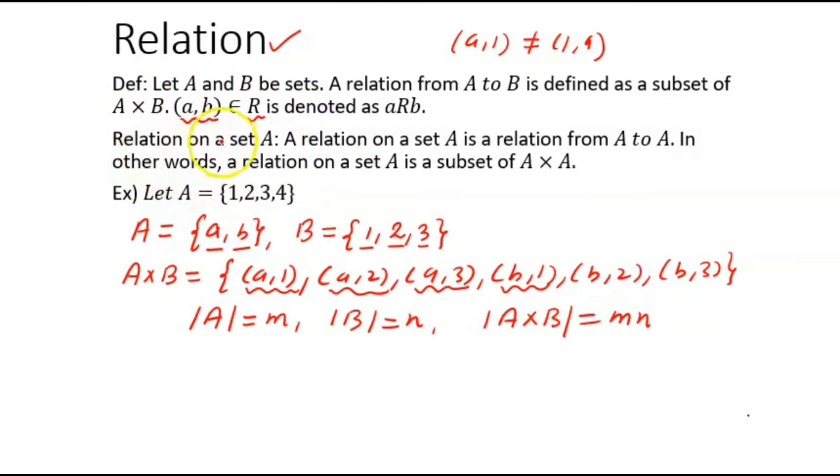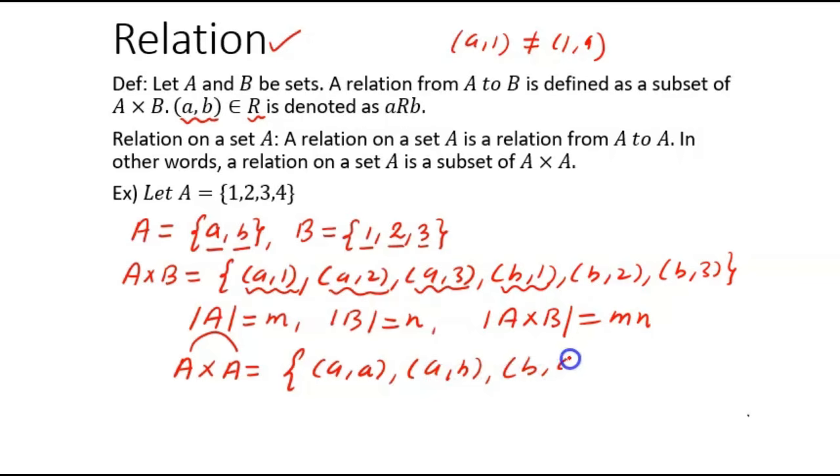We can also define a relation on a set. We define a relation on a set A as a subset of the Cartesian product of A and A. If I ask you what the Cartesian product of A and A is, the first element will be (a, a), the second element will be (a, b), then we will have (b, a), and we will have (b, b). In this case, how many elements are there? 4 elements.